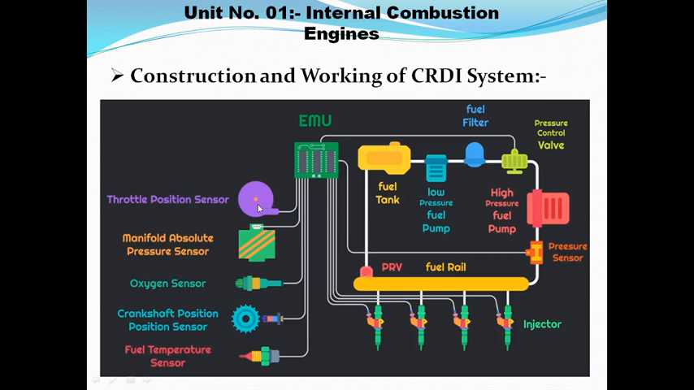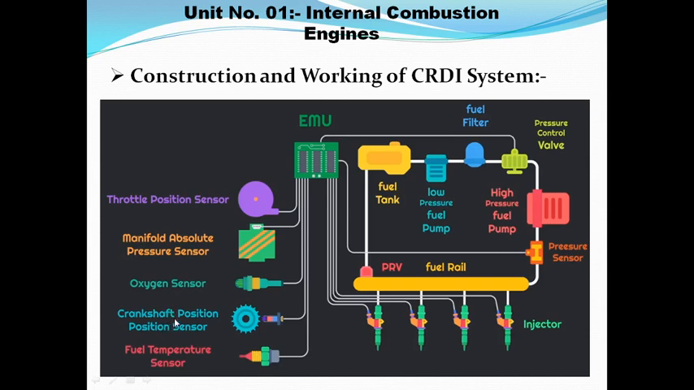In the CRDI system, different sensors are mounted. First is the throttle position sensor, which is mounted in the throttle. The next sensor is the manifold absolute pressure sensor. This sensor is mounted in the manifold of the engine. The next one is the oxygen sensor. This oxygen sensor is mounted in the exhaust pipe of the exhaust system, and by using it we can identify whether complete combustion occurs or not.